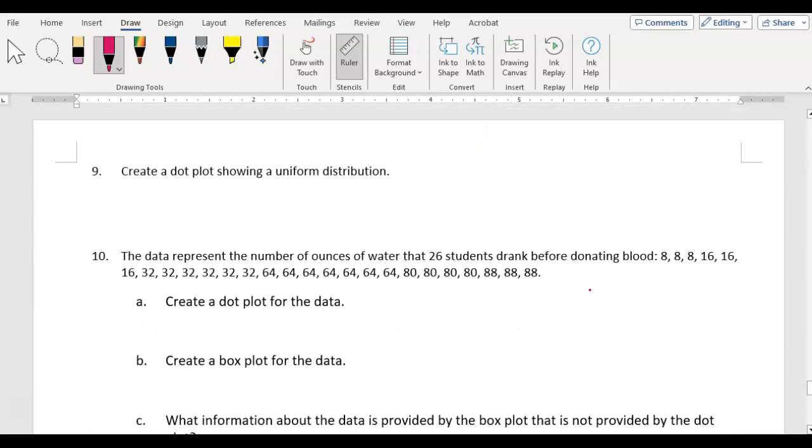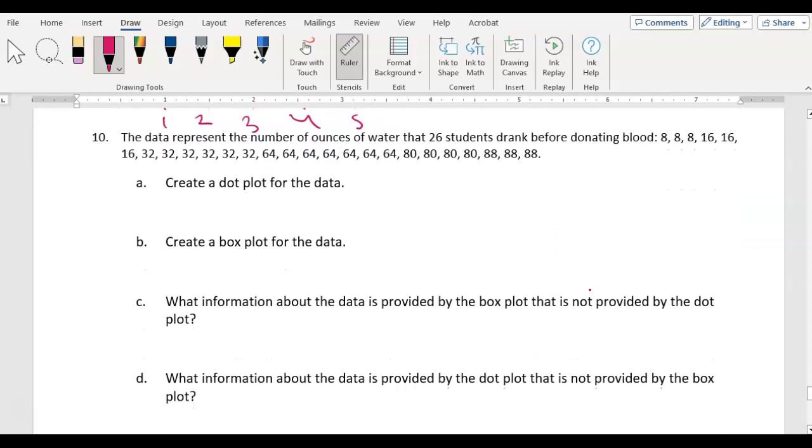It says, create a dot plot showing a uniform distribution. So you can make your own dot plot. 1, 2, 3, 4, 5. They each have 2 dots. They're uniform. Okay. Number 10, the data represented shows the number of ounces that students drank before donating blood. It's important to drink water before you donate blood. Create a dot plot for the data. Create a box plot for the data.